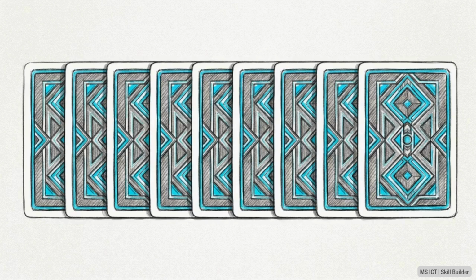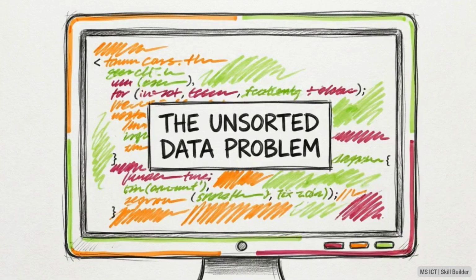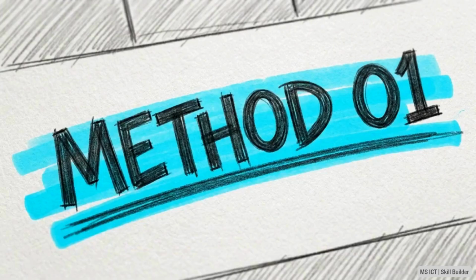Imagine you have 10 playing cards face down on a table, and you need to find the ace of spades. You don't know where it is, and there is no pattern to how they are arranged. This is one of the most common problems in programming, locating a specific piece of information inside a completely unsorted dataset. The simplest way to solve this is a linear search.